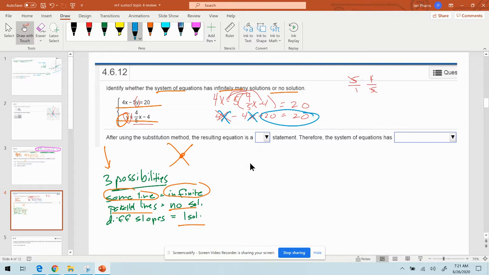It looks like these are the same line. They're coincident. So you would say resulting in an identity statement, and it has infinite solutions.